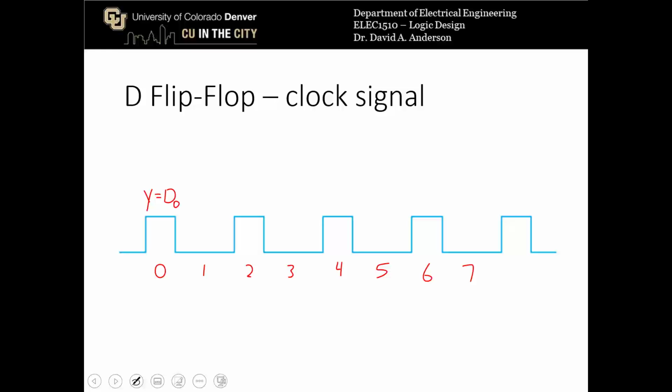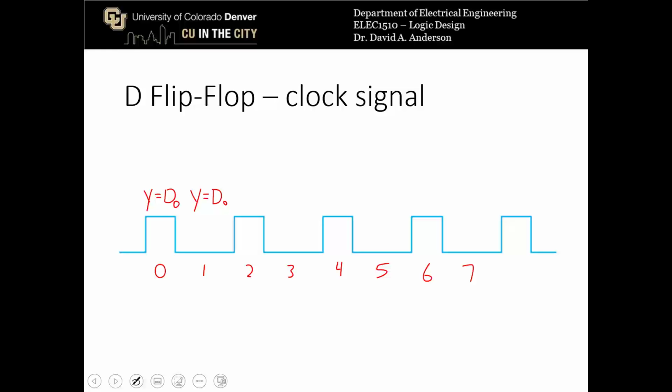Now at time instance 1, when the clock signal shifts down to a level of 0, that means that the enable input into the Y latch is a 0, and that means that Y holds on to its previous value, which means that Y is equal to D0. So it's not equal to D at time equals 1. D could have changed or not changed, but Y stores the value of D0.